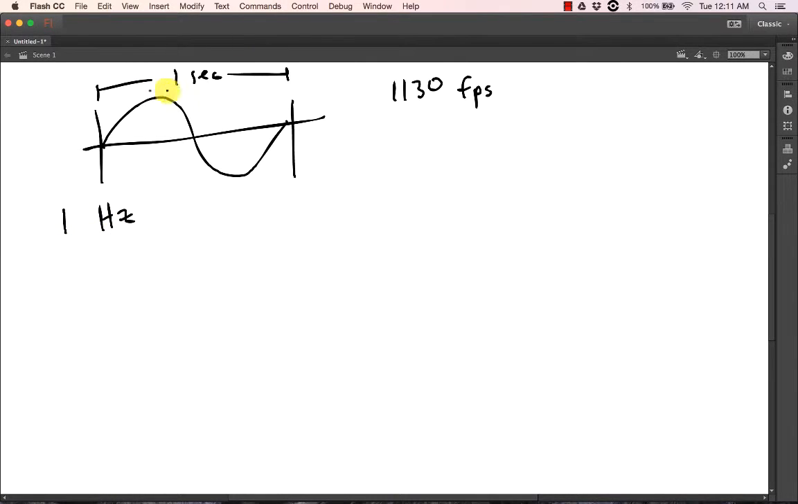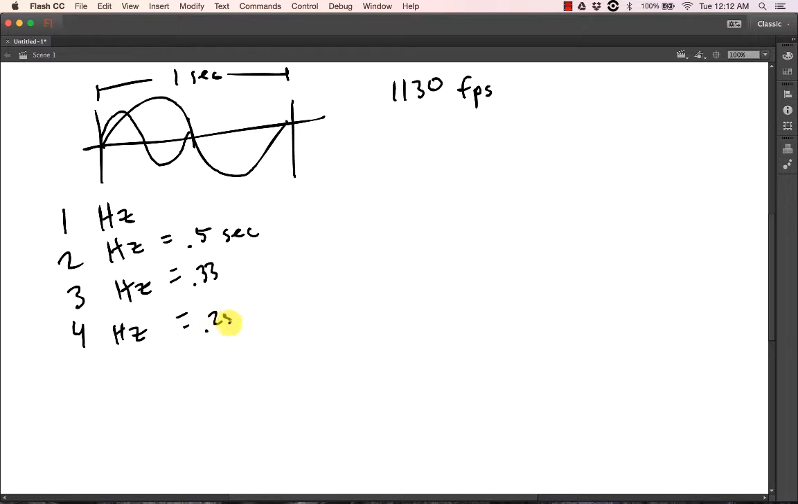So 1 hertz goes at 1 second. That means 2 hertz is half of a second, right? Because it's twice as fast. It would go like that. In half a second, it has made a complete cycle. So 3 hertz would be basically a third of a second, 0.33, something like that, and so on. 4 hertz, 0.25 seconds. So we could keep doing this forever, or you can learn this simple fraction or equation here.